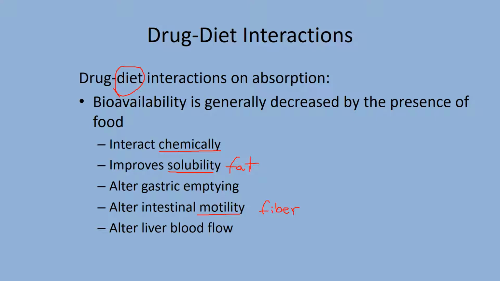And then altering blood flow. Food that alters circulation or dilation of blood vessels. So garlic and ginger are known for their effects on the circulatory system. And if you eat spicy foods, that's going to increase your metabolism, so blood flow is going to increase.